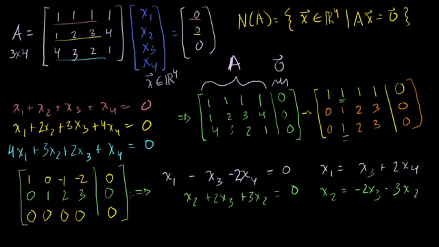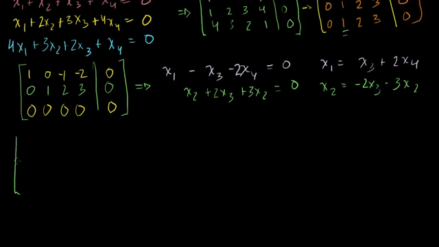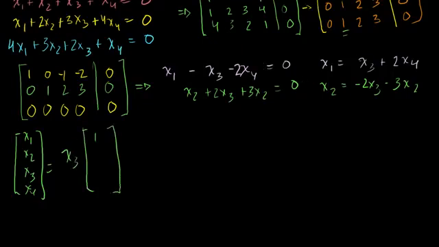And so if I wanted to write the solution set to this equation, I could write x1, x2, x3, x4 is equal to, what's x1 equal to? It's equal to x3 times 1 plus x4 times 2. Right? I just got this from this equation right here. x1 is equal to 1 times x3 plus 2 times x4. That's just that right there.